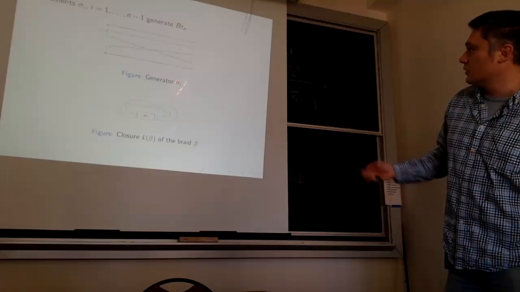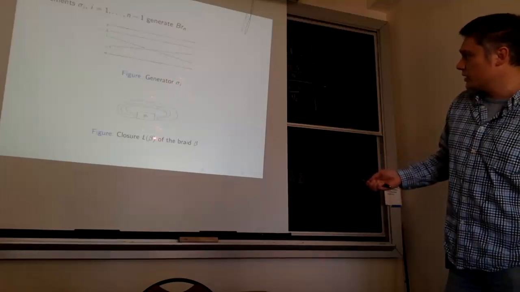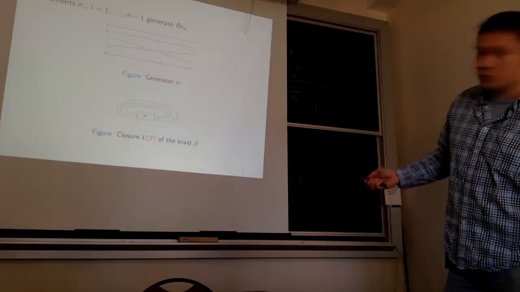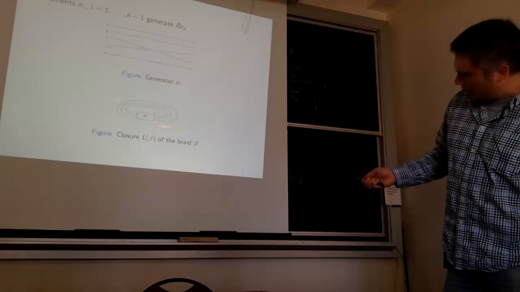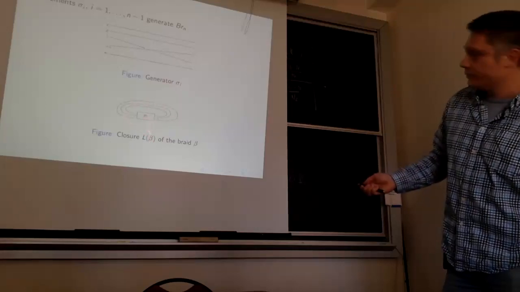Okay, that's just notation. That's my notation for the generators of the braid, and for L_beta I use the notation for the closure of the braid. So that's how we encode our knots by braids. We just take a braid and close it up.